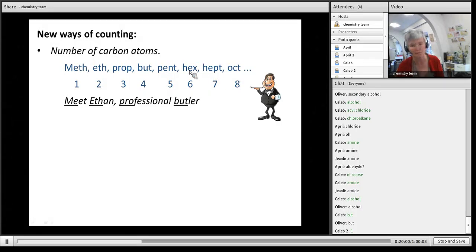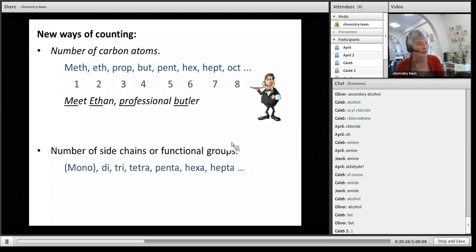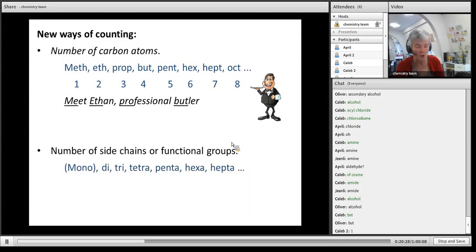come from. Okay, so one way of remembering it is meet Ethan, professional butler, or the other one is must eat peanut butter, if you want that one. Whatever way helps you remember it. Okay, if you've done level 2, hopefully you know that well. Okay, right. Now there's also a third way you've got to learn to count.